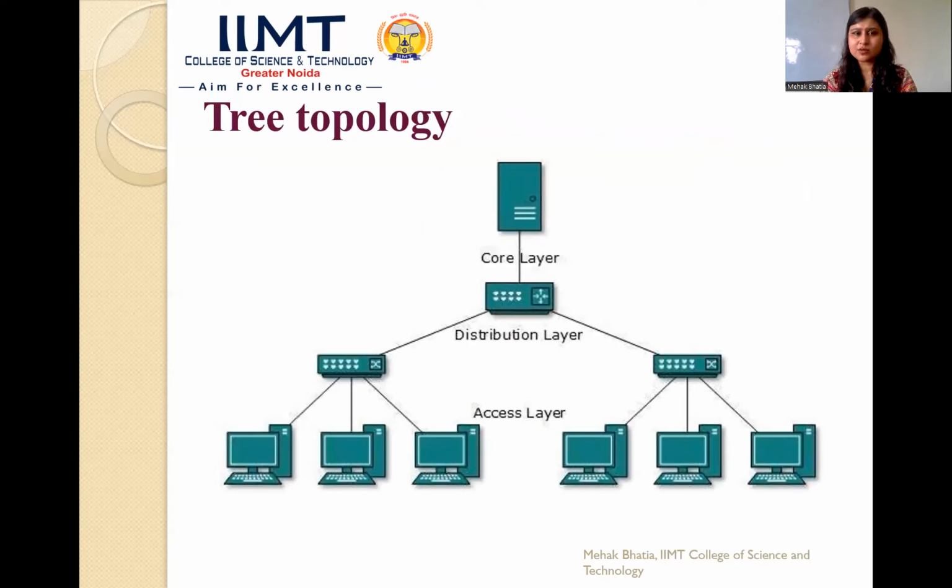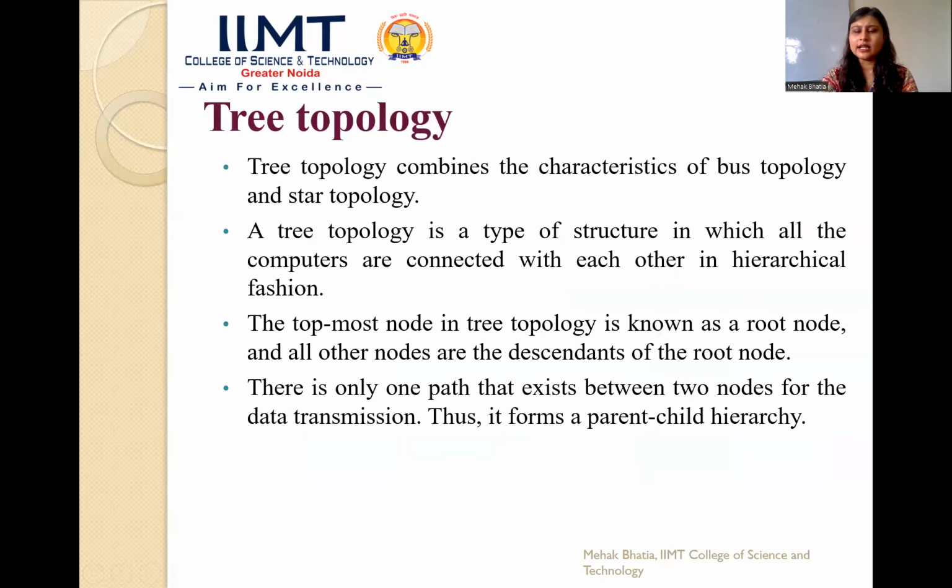Now let's move on to the next topology, which is the tree topology. As you can see in the diagram, a tree topology mainly consists of the root node. There can be one root node and various other peripherals or child nodes. So one is the parent node and the other the child node. A parent-child relationship will be there in the network devices. Tree topology combines the characteristics of bus topology and star topology. So features of both are combined together to form tree topology.